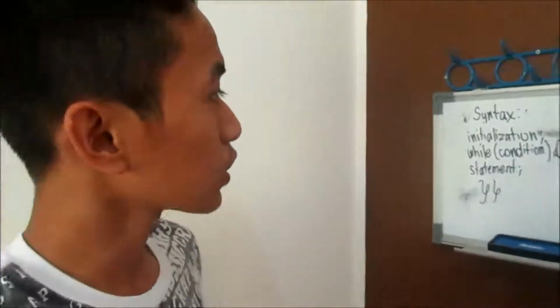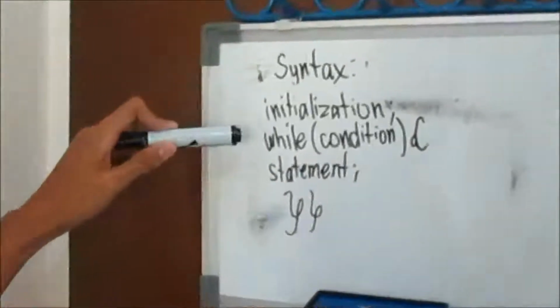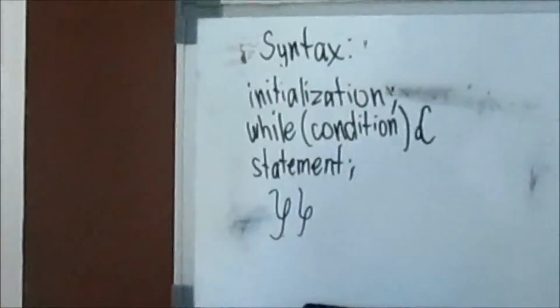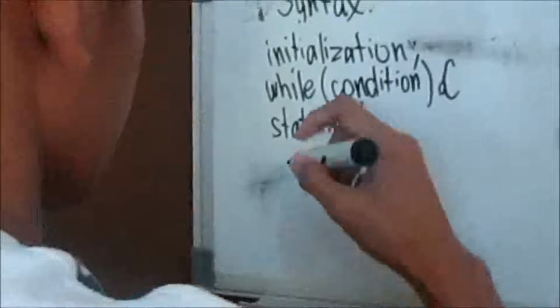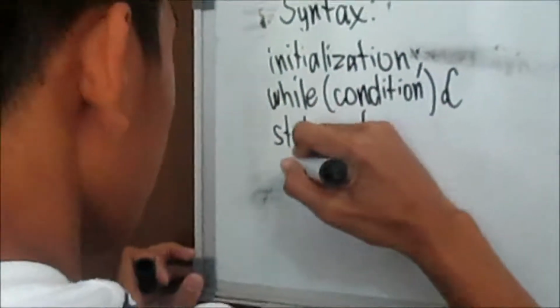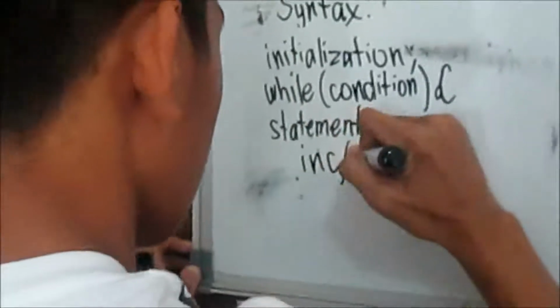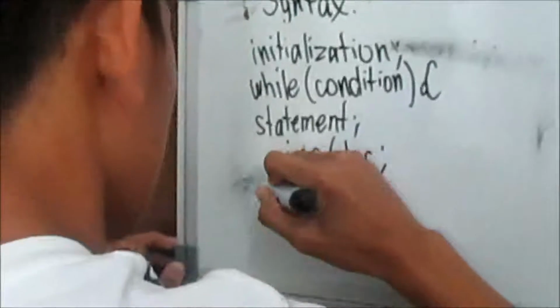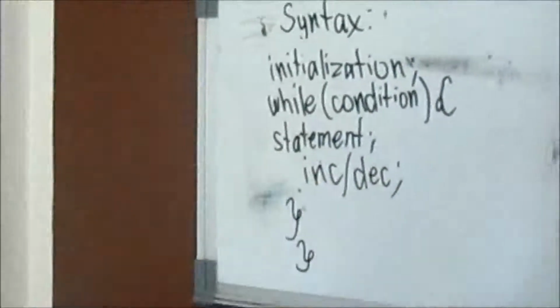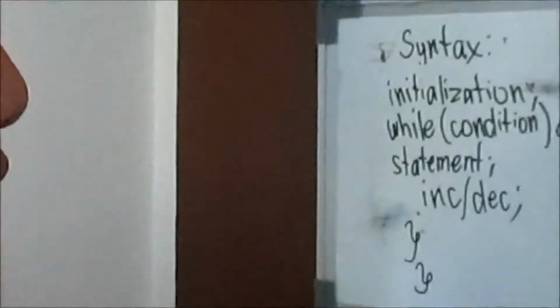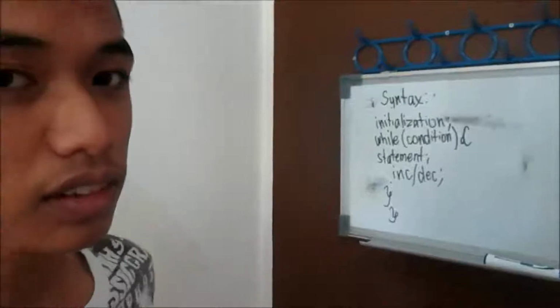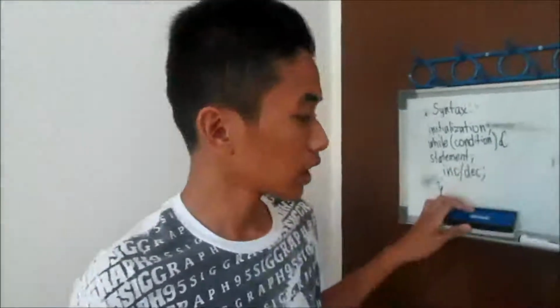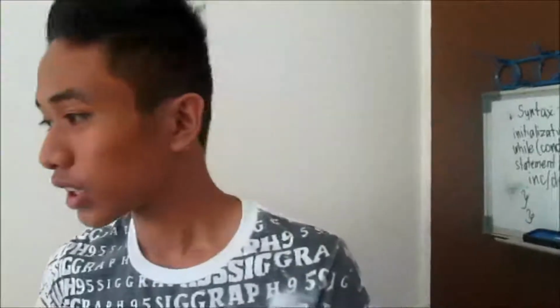Now, the syntax contains the initialization, the condition and statement, and I forgot something. Yeah, you forgot about the incrementation command. And the incrementation and decrementation, which is the update. Now, my friend here will display a program that will execute a series of numbers in a decrementing form. Go.